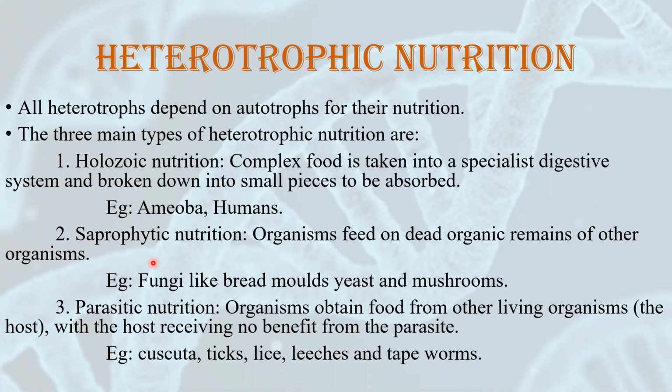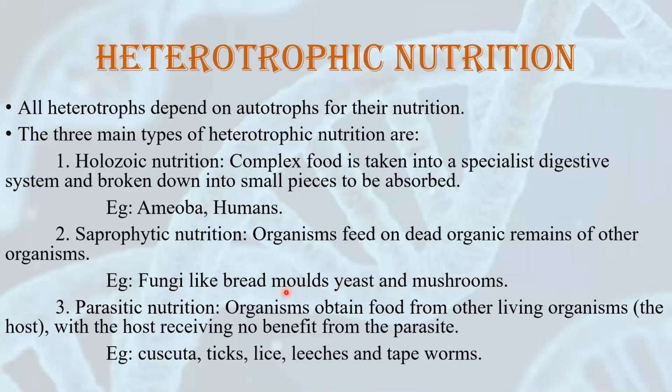Second type of heterotrophic nutrition is saprophytic nutrition. What happens in this nutrition? Organisms feed on dead organic remains of the organisms. That means these organisms take in the decaying substances, or they themselves are actually responsible for the decaying process. Example, fungi like bread molds. Bread molds means the fungus that is present on the bread, yeast and mushrooms. That means all the fungi are saprophytic in nature.